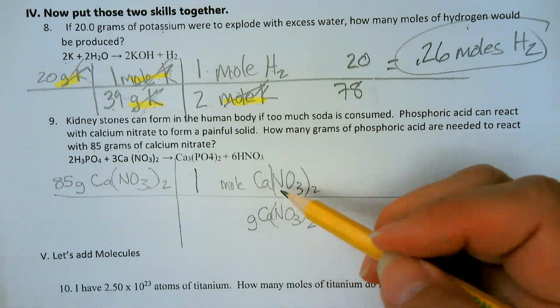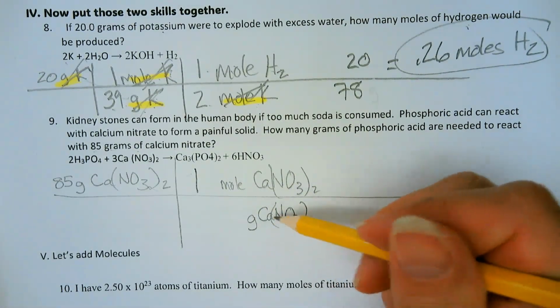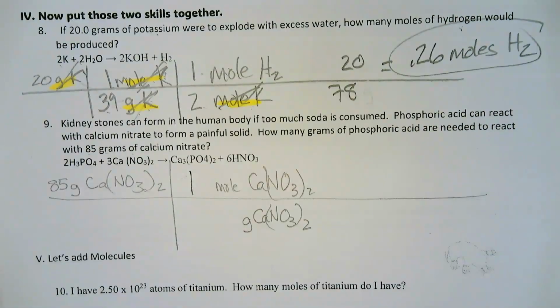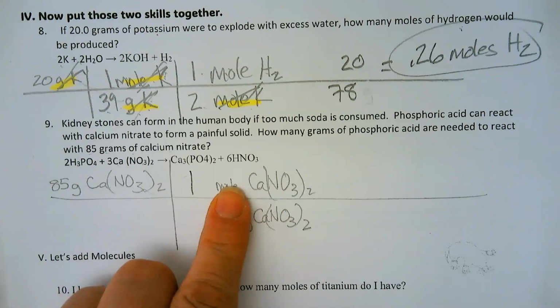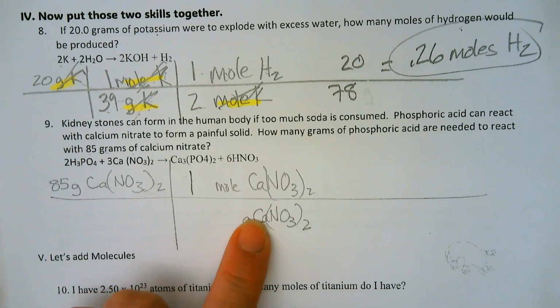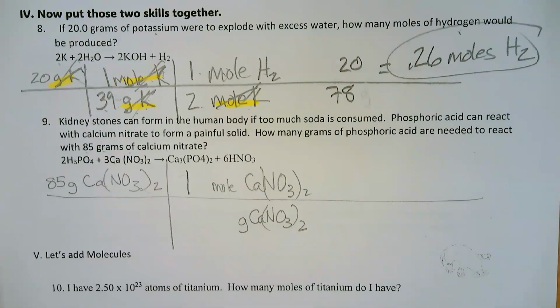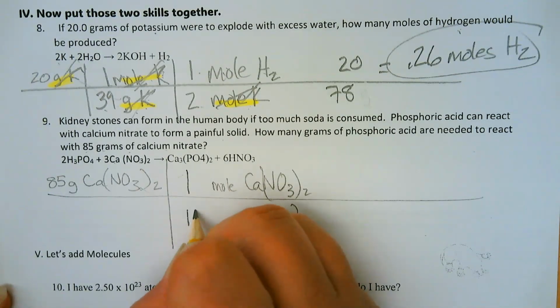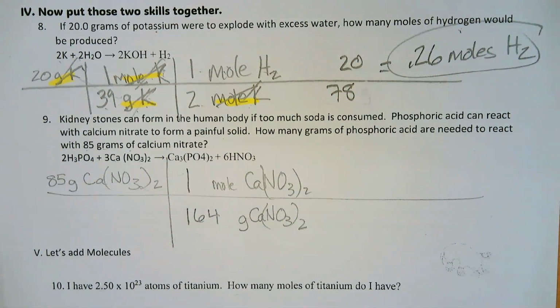So now what do we got to do? We have to use our periodic table to look up the mass of calcium nitrate. I am going to just cheat and use my TA's paper. All right. So 164. I'm going to trust him. 164 grams. That looks about right.